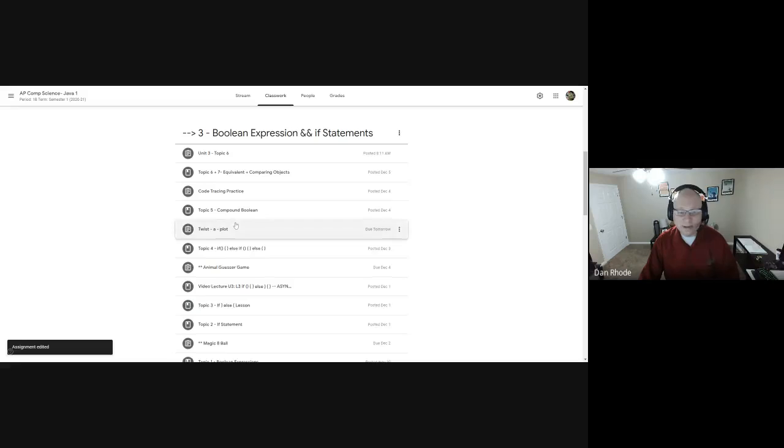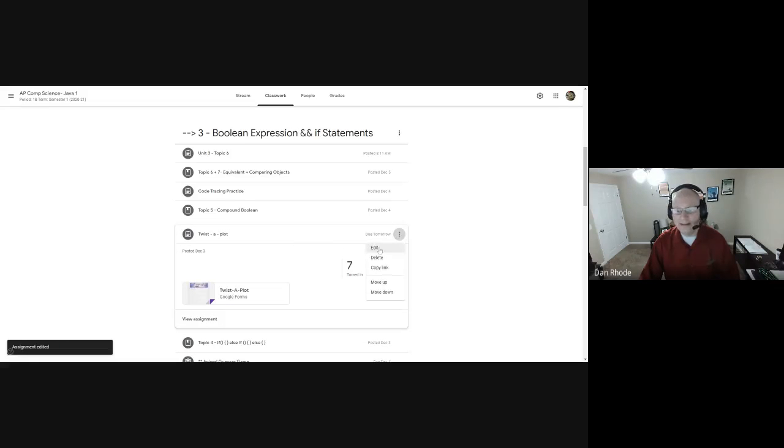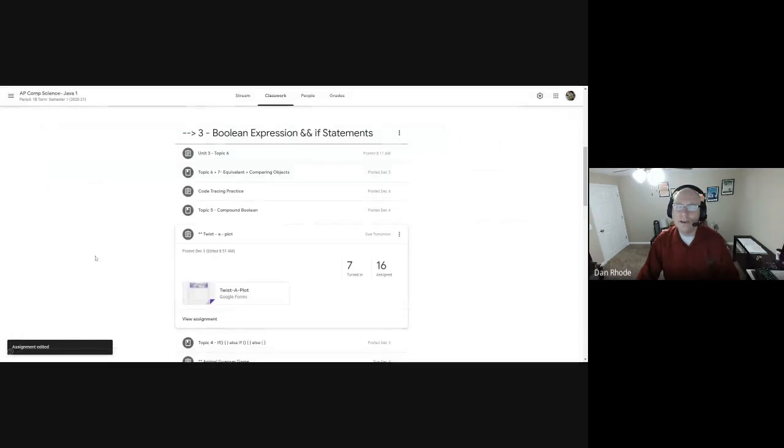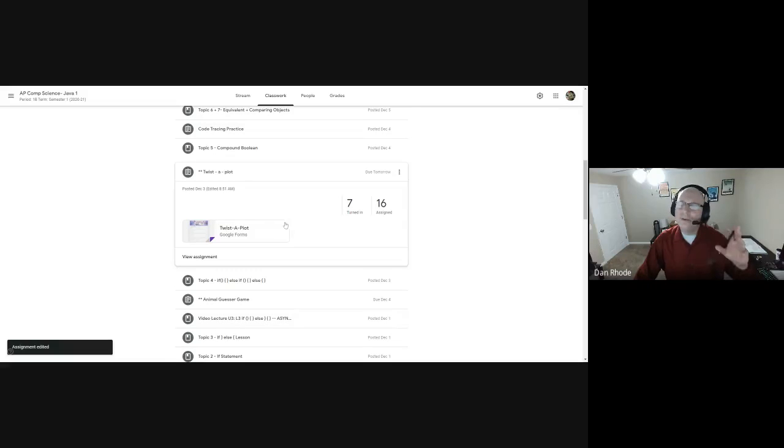And this big project, the twist-a-plot, is the big one. So if you can get that done, that would be awesome too. I may have presented the task a bit overwhelming. You only have to do like one thing, or maybe two. I forget the exact criteria, but it's like 4 if else's. So you only need 3 if else's.